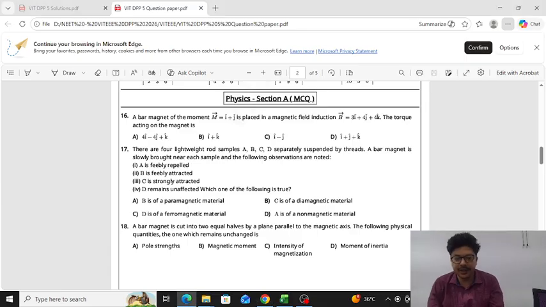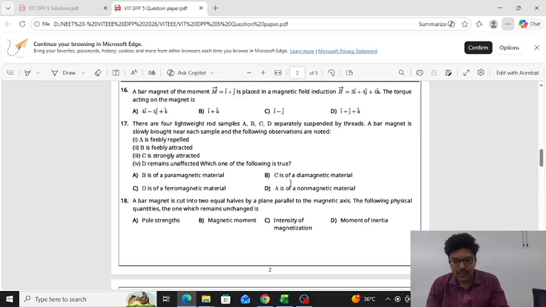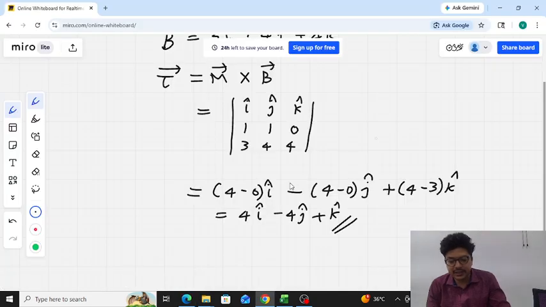Okay, next, 17. There are 4 lightweight rod samples A, B, C, D separately suspended by threads. A bar magnet is slowly brought near each sample and the following observation is noted. A is feebly repelled. Now A is diamagnetic.